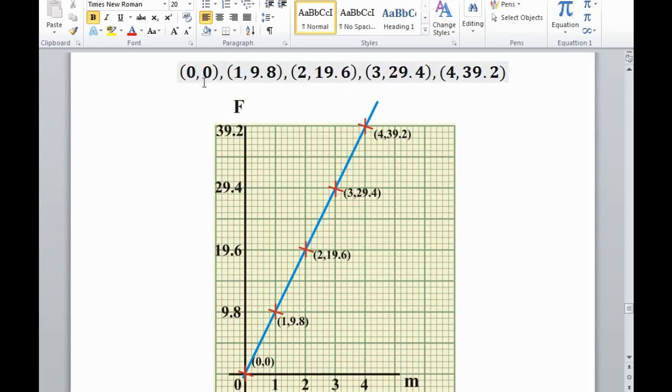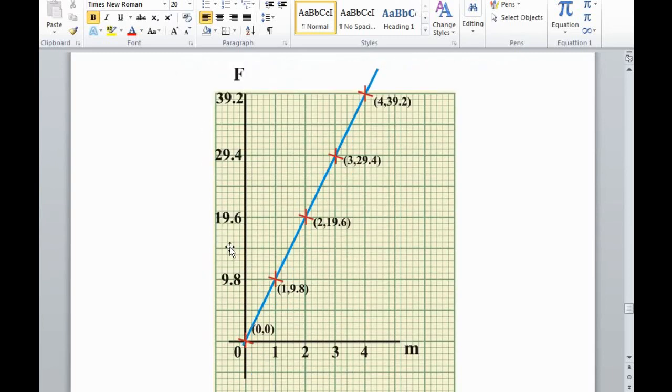Okay. First ordered pair 0, 0. When mass M is 0, the required force is 0 Newton. So here we have the point of intersection for the 0, 0 ordered pair. The second ordered pair is 1 kilogram mass, and the required amount of force is 9.8 newtons. So this is the point of intersection between these two numbers. And when the mass is 2 kilograms, the required force is 19.6 newtons. So this is the required point of intersection for these two numbers.